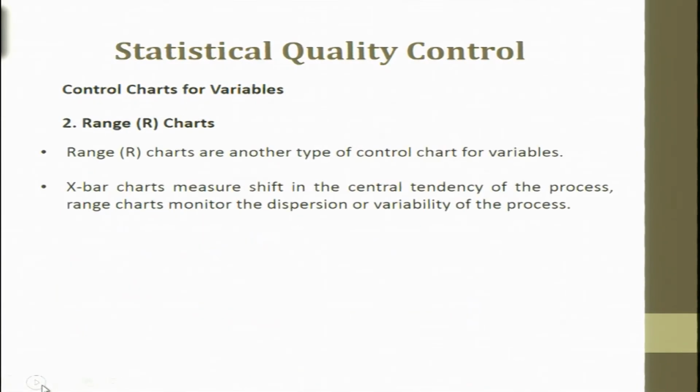So, next is the range chart. I will now explain the range chart, then I will pick data and try to plot both the X bar chart and the range chart using Excel sheets. Range charts are another type of control charts for variables. The X bar chart measures the shift in the central tendency of the process. The range chart monitors the dispersion or variability of the process.